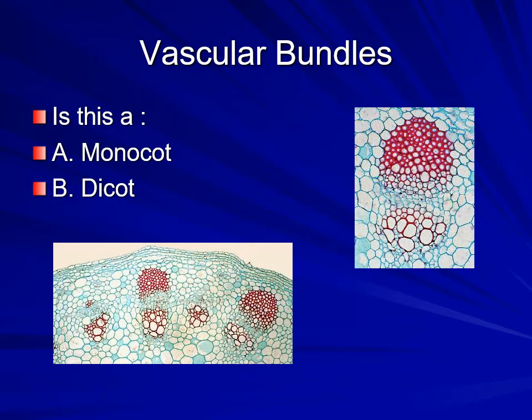What are we looking at here? Vascular bundles. Is it a monocot or is it a dicot? Now, in this case, it's difficult to determine if I just show a picture like this. It might be because you don't know if it's in a ring. Where here we can see it's in a ring.